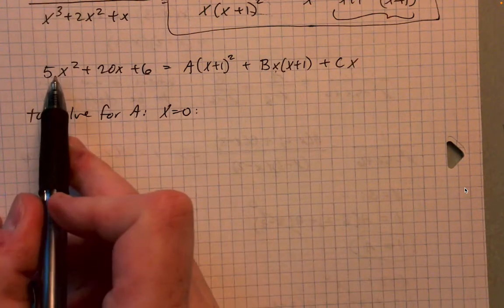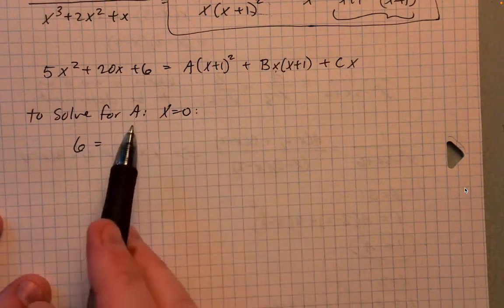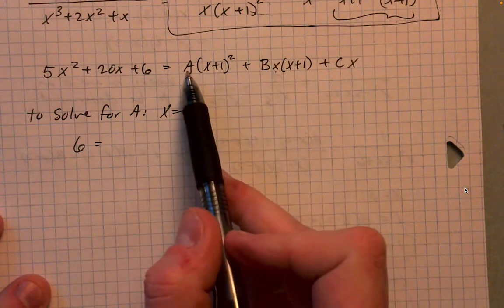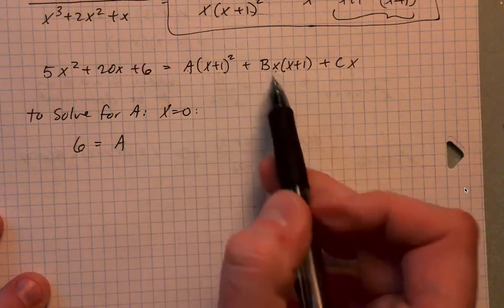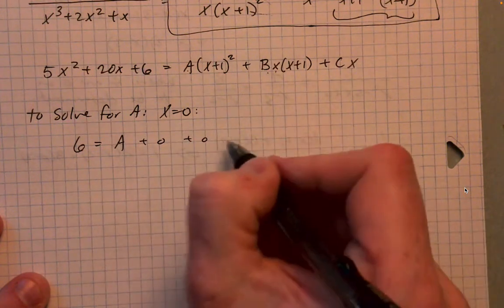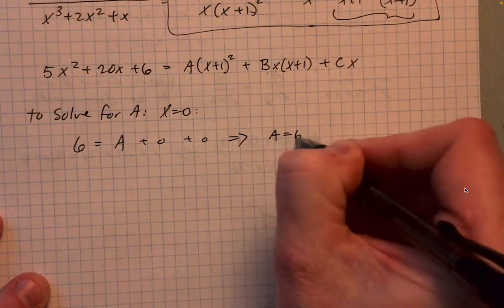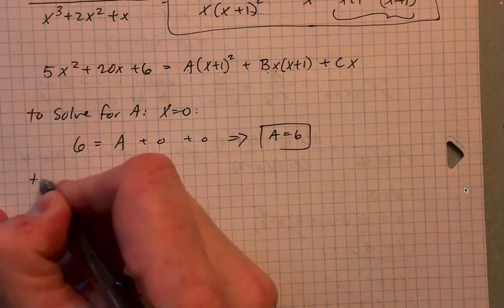Right, so over here you get 0 plus 6. So I just have 6 over here. And on this side I get A times 1. So just A, and then that's 0 and 0. I'll put 0 plus 0 there. Right, so A equals 6. That's good. They won't always be that easy, but that's an easy one. Let's go for C next.